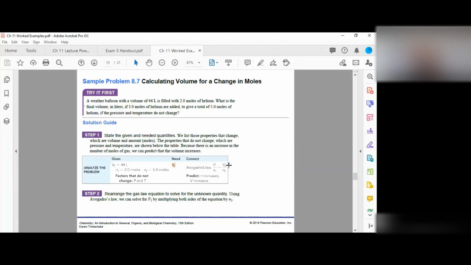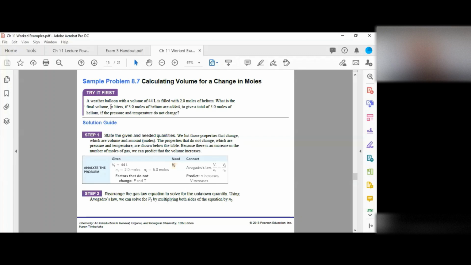Just like the volume and temperature, which are directly related to each other, same thing, volume and amount, they're also directly related to each other. Okay, so here's a question of a balloon with a volume of 44 liters filled with 2 moles of helium. So I have V1 and I have N1. What is the final volume?